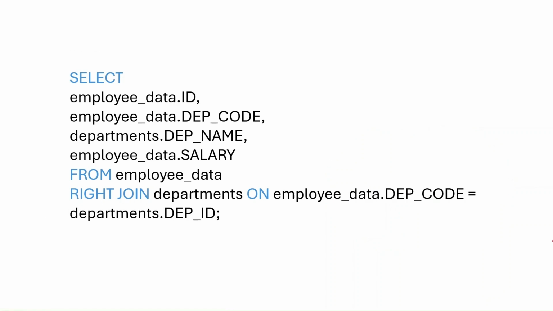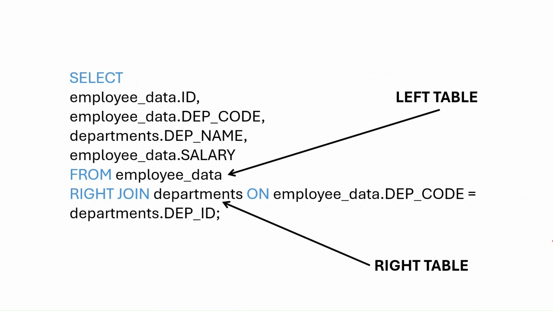Before I go to MySQL and we run this query, it's important that we understand exactly which left and right tables they are referring to. The table immediately after the FROM clause is the left table, and then the table specified in the join is the right table. So that's what they mean by left and right table.